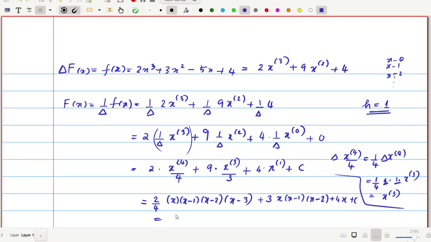Then when you simplify this, you get the polynomial 1 by 2 x^4 minus 7x square plus 14x plus c. So this will be the final answer. So F(x) will be this. When you evaluate the first difference of this F(x), you can easily get the small f(x). Okay. So this is the explanation of differences of factorial polynomials. Thank you.